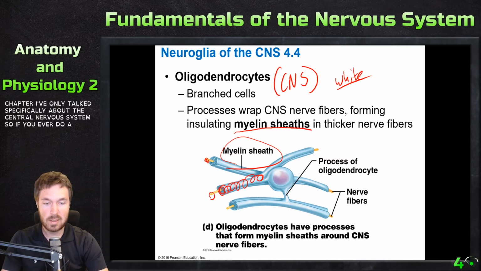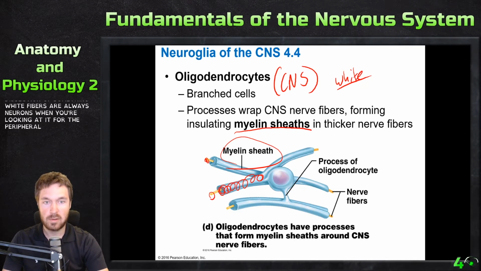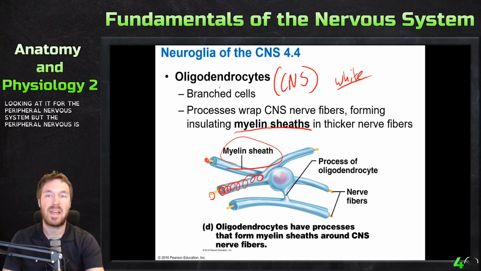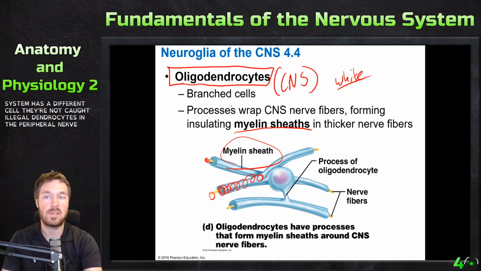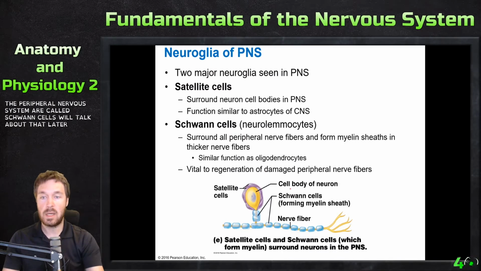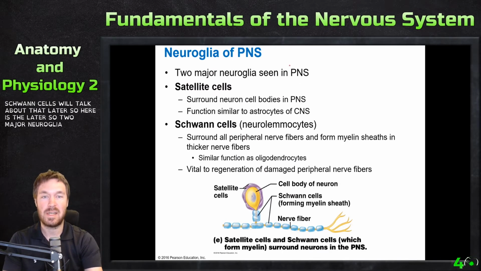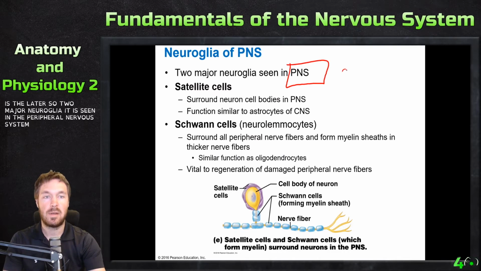So if you're ever doing a dissection, white fibers are always neurons when you're looking at it for the peripheral nervous system. But the peripheral nervous system has a different cell. They're not called oligodendrocytes in the peripheral nervous system. They're called Schwann cells, and we'll talk about that later. So here is the later. Two major neuroglia are seen in the peripheral nervous system, not the central nervous system.